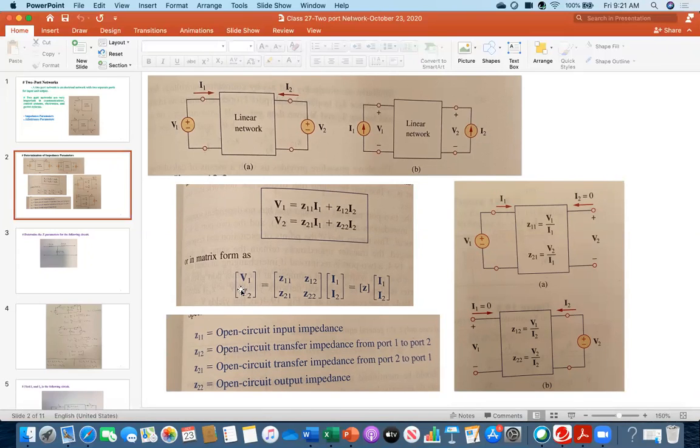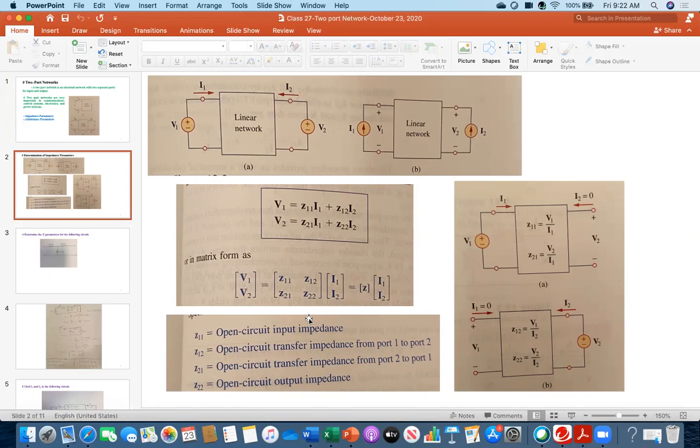From here, in matrix form, I am forming the matrix: V1, V2, and then all the impedances Z11, Z12 here, and Z21, Z22 here, and then I1, I2. Or briefly, you can say this is the Z matrix or Z parameters. Now you understand this is V1, V2, I1, I2, but how to get those four parameters, Z11, Z12, Z21, and Z22? Those are called the impedance parameters.